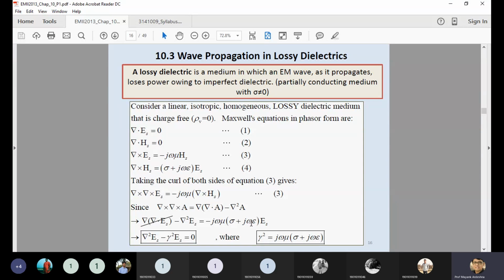So finally, you are getting equation number 3 on your screen, and you can refer to equation 4 by just putting J is equal to sigma into E, and D is equal to epsilon into E. And instead of del by del t, you can put j omega. So if you simplify this equation, E is common, so you can separate out the E.